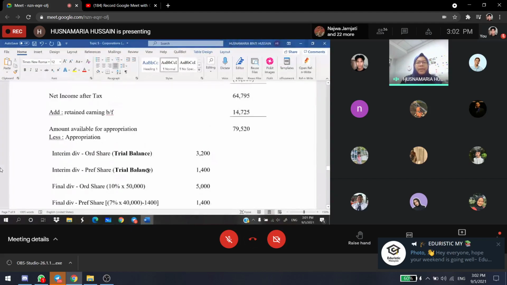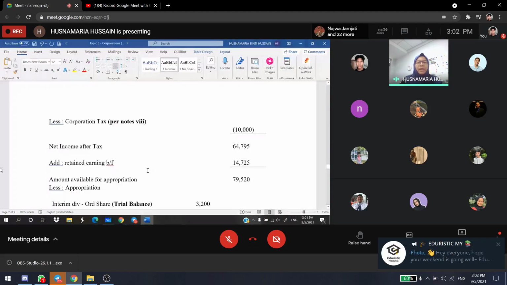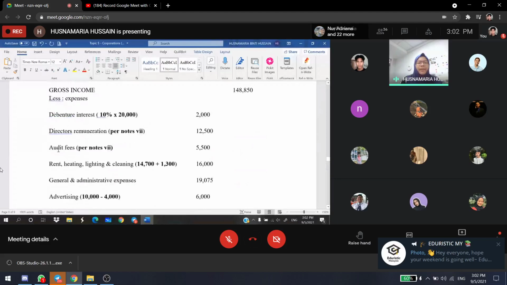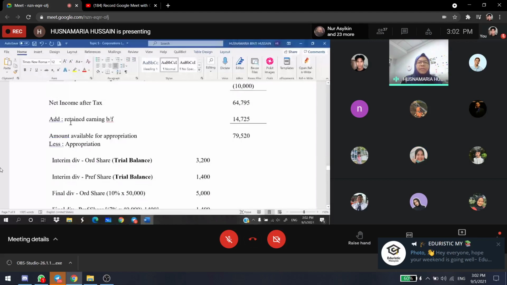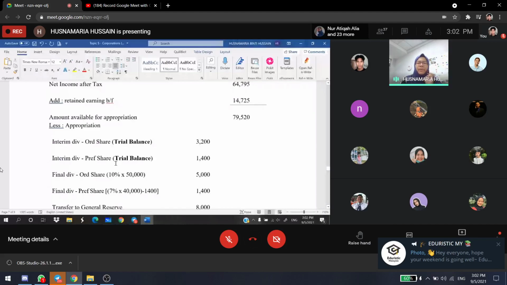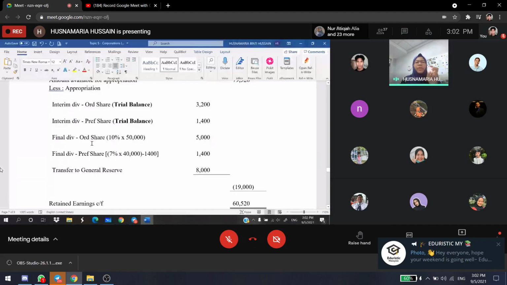Okay, so this is the P&L. The differences are here: 3 more new expenses. And the appropriation section starts from corporation tax plus retained earnings minus appropriation. Ini ada dua benda je sebenarnya, dividends and reserve. But dividends tu you ada two types, ordinary and preference, and then each one pula you ada interim and final.